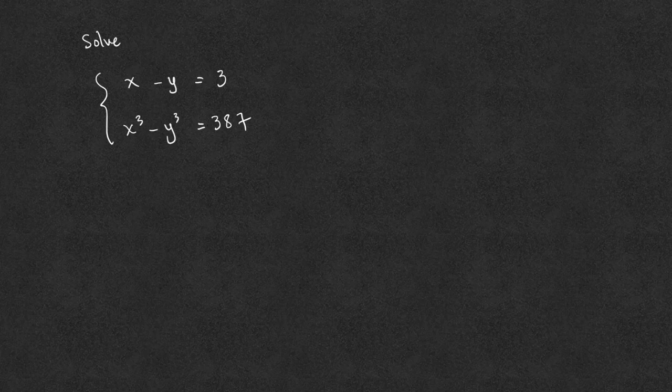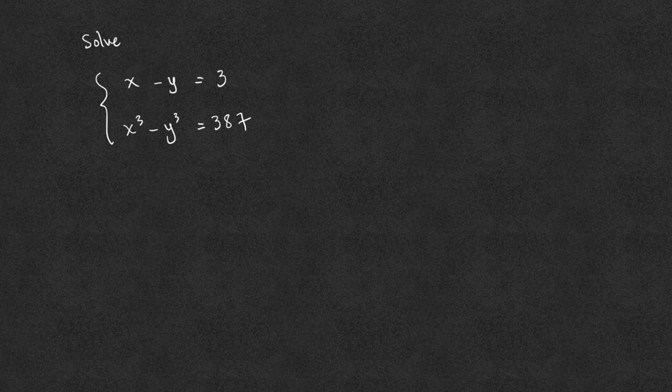Solve the system of equations x minus y equals 3, x cubed minus y cubed equals 387. Observe that we won't be able to multiply x squared or y squared because x and y are not constant. So we can't multiply a variable to an equation to use elimination.